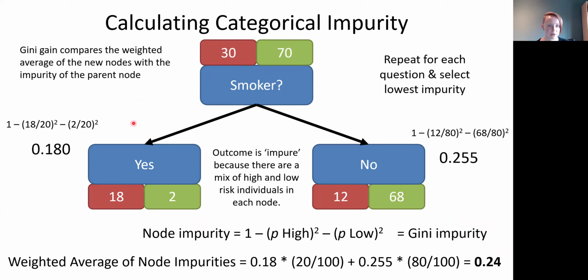And we can also calculate something called the Gini gain, which compares the weighted average of the new nodes with the impurity of the parent node. So what does that mean? If we also calculated a node impurity in this way for this smoker node, then that would equal 0.42. And if we do 0.42 minus 0.24, which is our weighted average of our new nodes, then we get a Gini gain of 0.818, sorry. Again, we will mention this again in a bit, but just to introduce those concepts while we're looking at this overall.